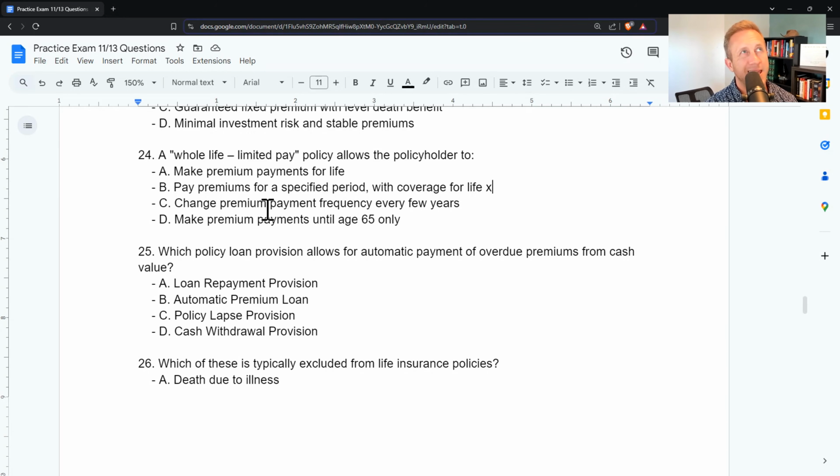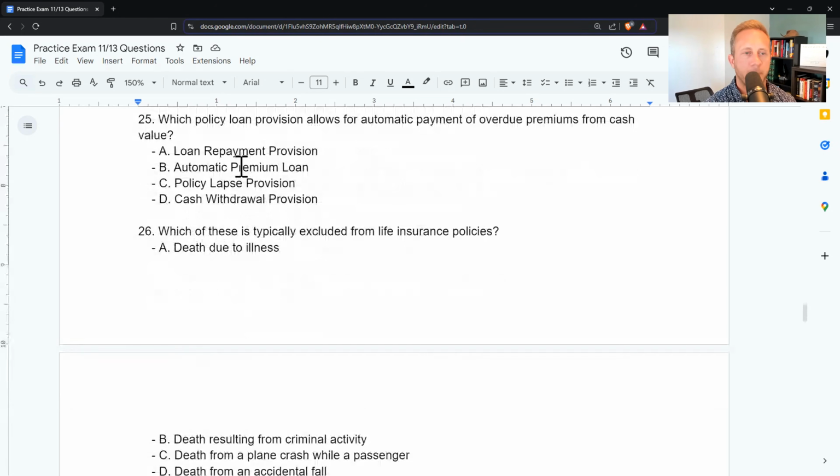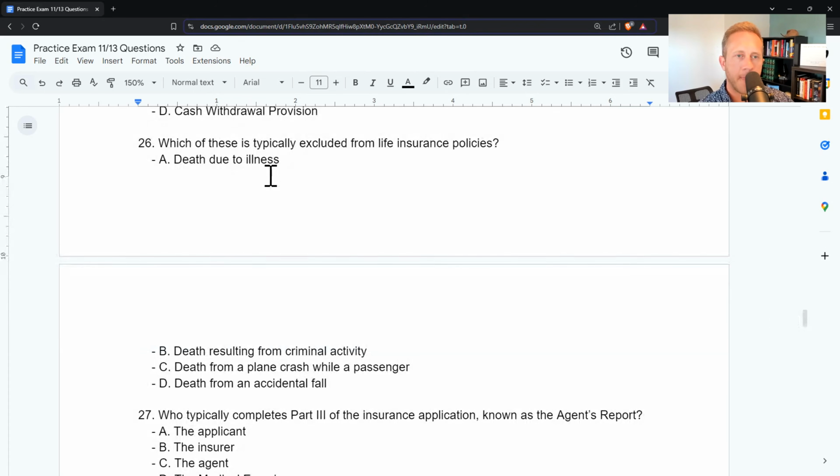Sometimes it might be like they pay the policy until age 65, or they're going to pay on it for 20 years or something like that. Which policy loan provision allows for automatic payment of overdue premiums from cash value? Is it the loan repayment provision? Nope. It's the automatic premium loan. So the automatic premium loan will take money out of the cash value to cover a premium if it's overdue. That way the policy does not lapse.